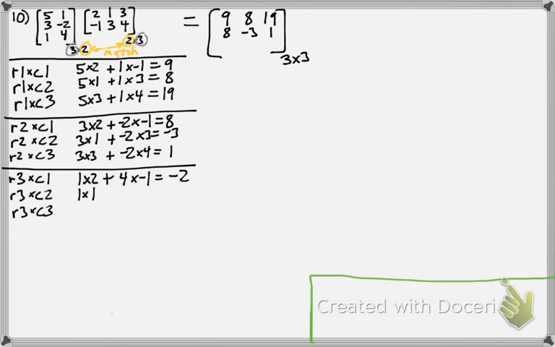1 times 1 plus 4 times 3 is equal to 13. And 1 times 3 plus 4 times 4 is equal to 19. So -2, 13, and 19 will be the bottom row. So a lot of multiplications on this one, but this will be our answer.